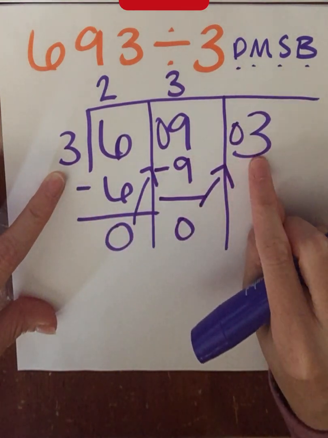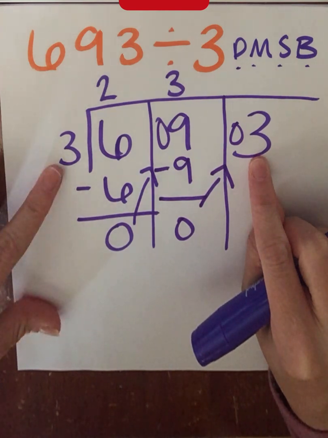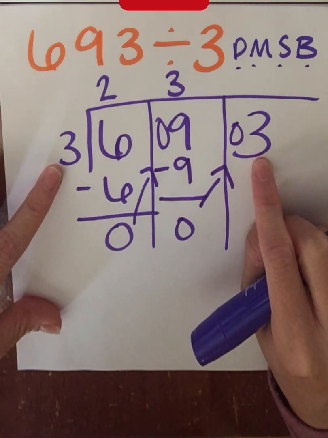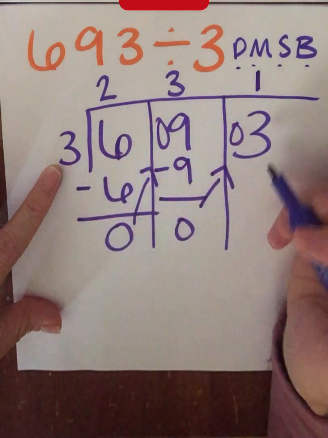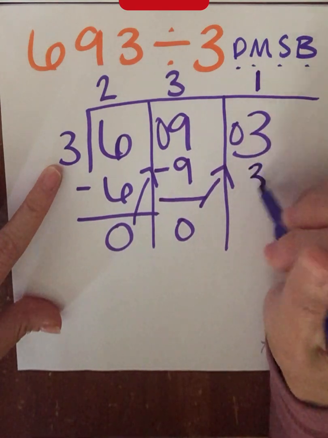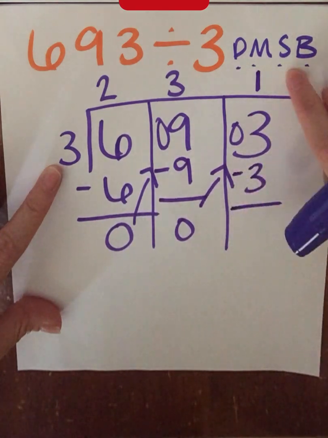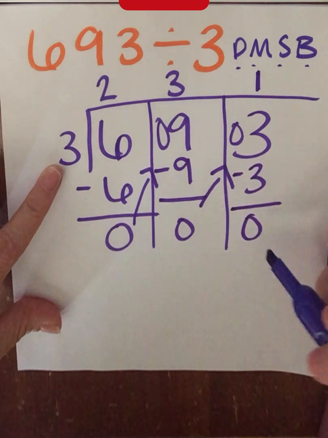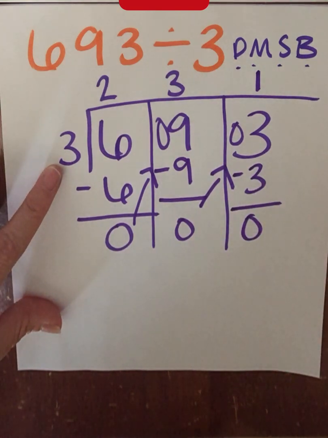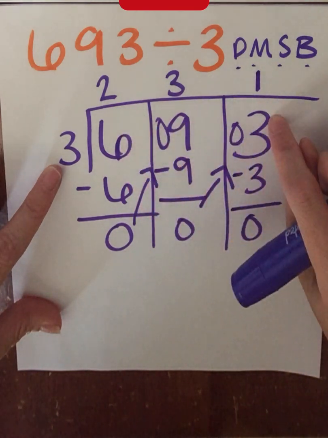Now, again, I need to bring over the 0, and I have the number 3 here. So I know that 3 times 1 is 3 using my identity property of multiplication. So I'm going to write a 1 up here. 1 times 3 is 3. I'm multiplying. Then I'm going to subtract. I have a 0, and I don't have anything left over, so I don't have a remainder. So my answer to this problem is 231.